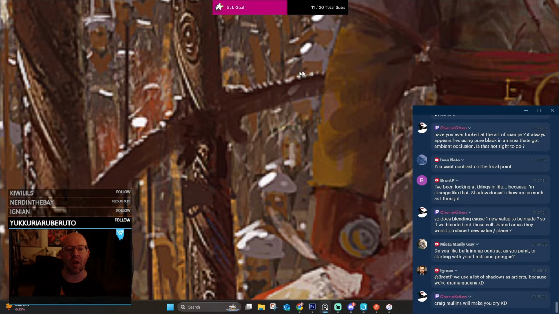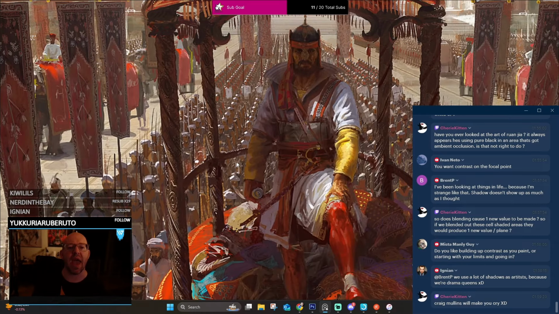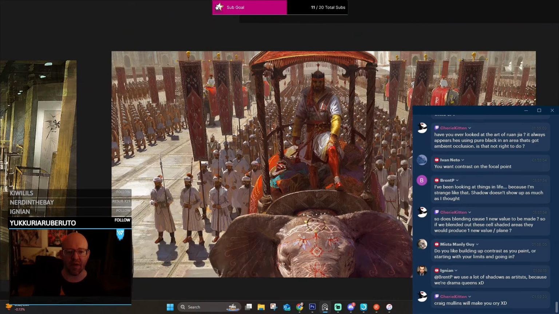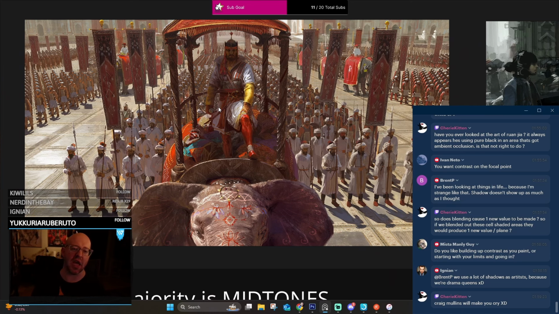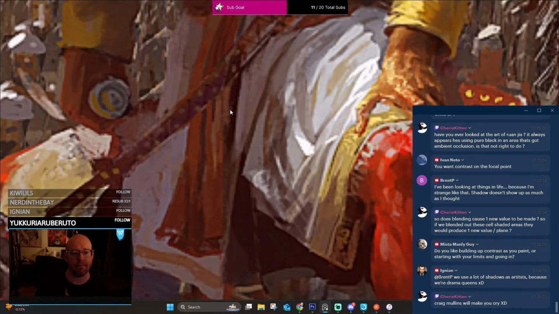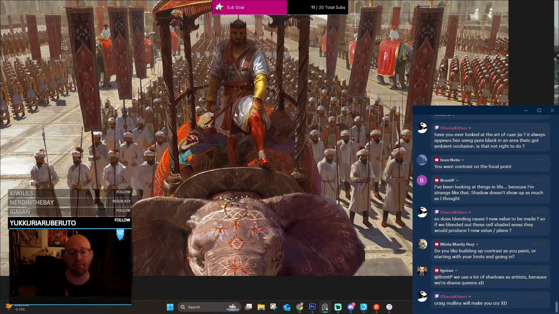See these hits right here? A vast majority of this painting, I would say 70% of this painting, is midtones. There's very few actual, like, pure highlights here. And there's hardly any full-on shadows or darkest darks.